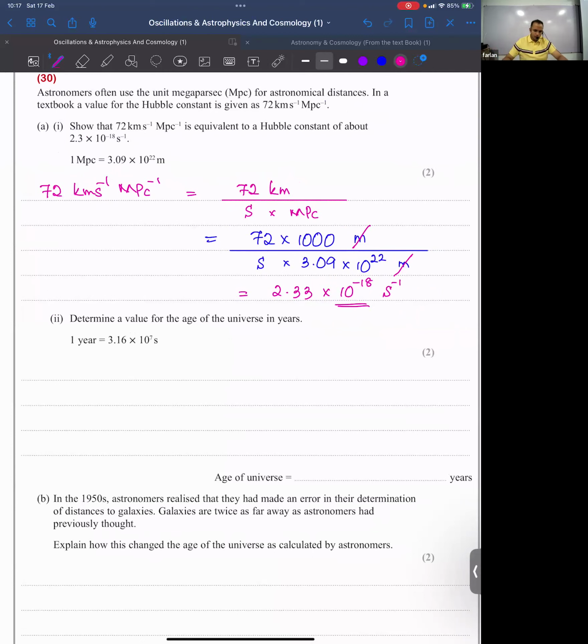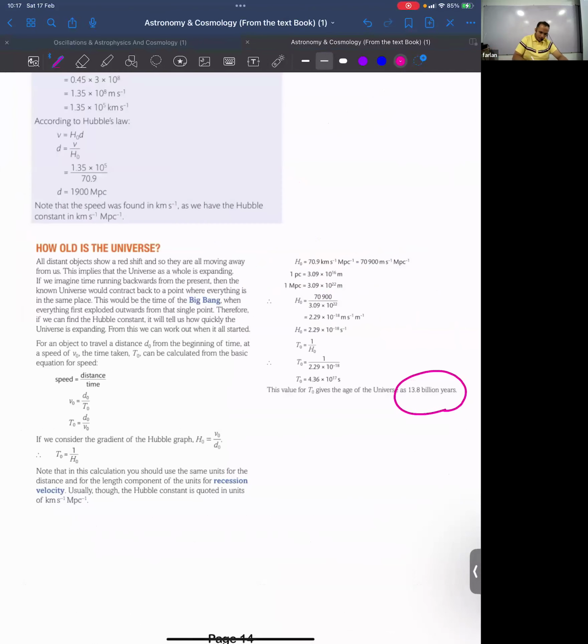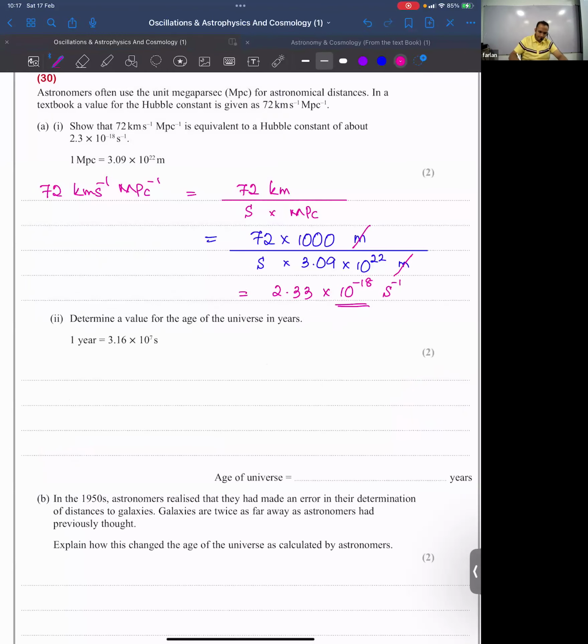Determine the value for the age of the universe in years. The age of the universe T naught is given by 1 over H naught, 1 over the Hubble constant. T is equal to 1 over H naught, which is 1 over 2.33 into 10 to the power minus 18, but we are using it in per second, so the answer will be in seconds. But they are expecting it in years. We will divide by the value given, so it will give you the answer in years.